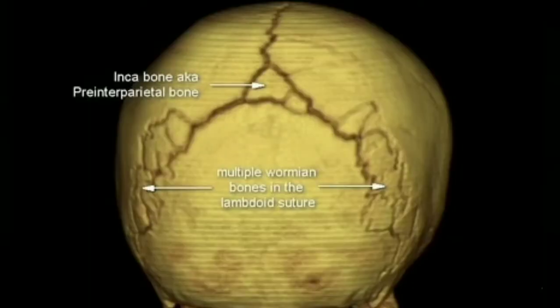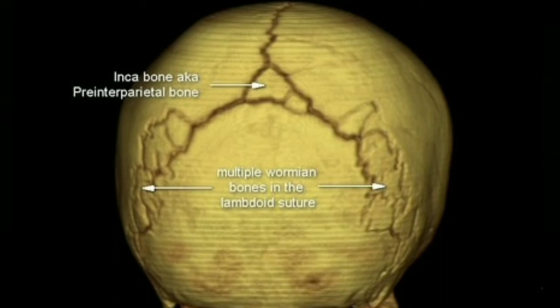Now coming to the interparietal bone or the Inca bone. These bones are occasionally present. It is a large triangular bone which is located at the apex of the squamous occipital. This is not a sutural or accessory bone, but represents the membranous part of the occipital bone which has failed to fuse with the rest of the bone. So now you can easily differentiate between the Inca bone and the Wormian or the sutural bone.